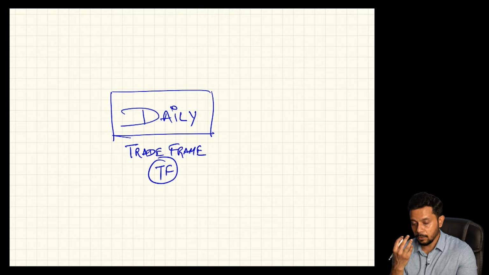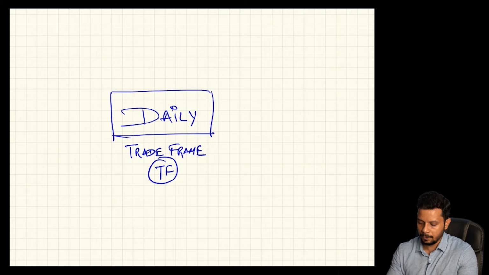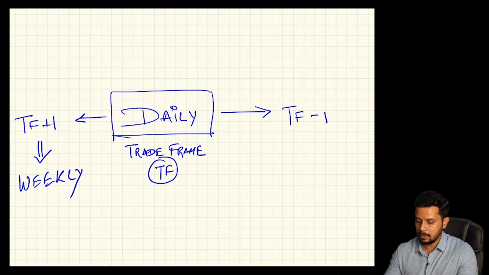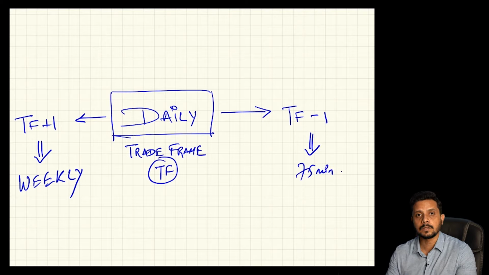So, if your daily is your trade frame, TF, I always suggest you keep an eye on TF plus 1 and TF minus 1. TF plus 1 is going to be your weekly and TF minus 1 is going to be your 75 minutes. So, whatever is your TF or your trade frame, keep an eye on one time frame higher as well as one time frame lower. What are we going to look at in these higher or lower time frames?